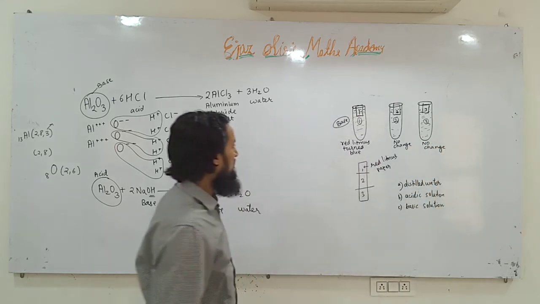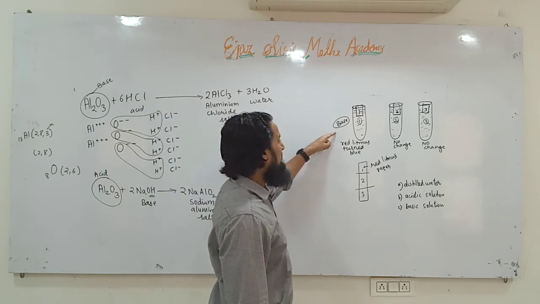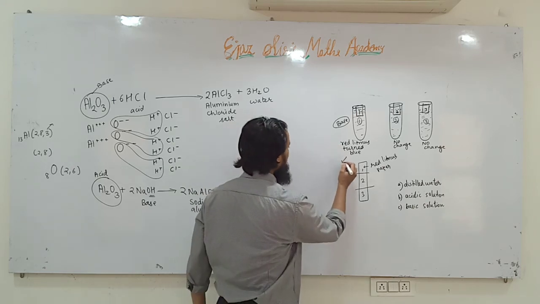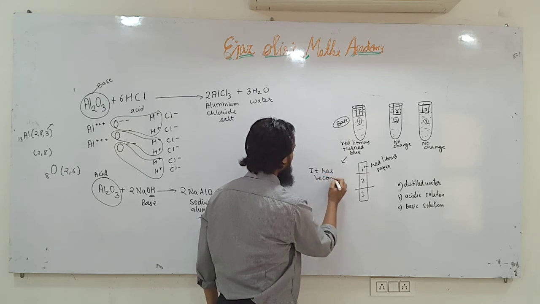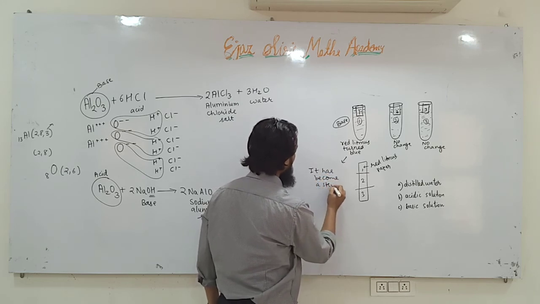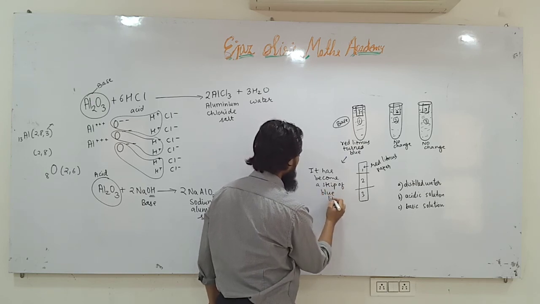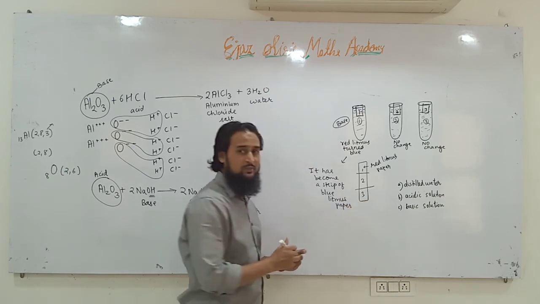Now what will we do? We have identified one thing. Now we will take this red litmus that turned blue. Now it has become a strip of blue litmus paper. Are you following my explanation?